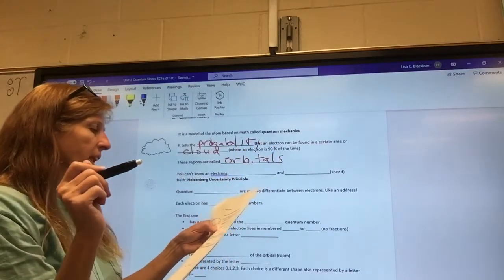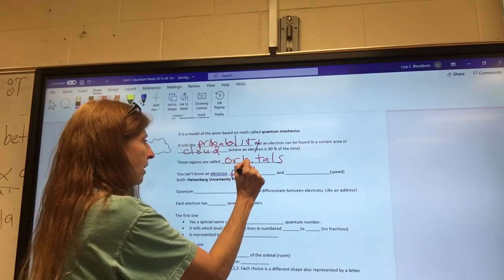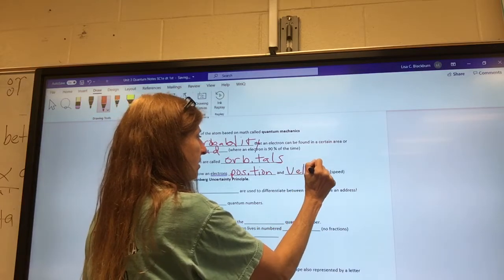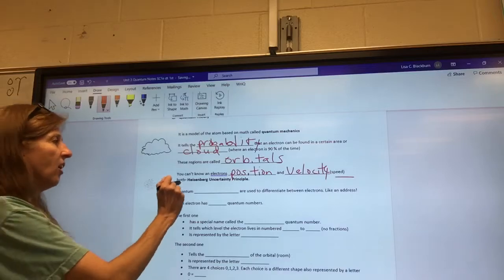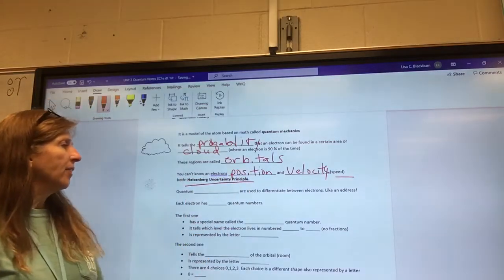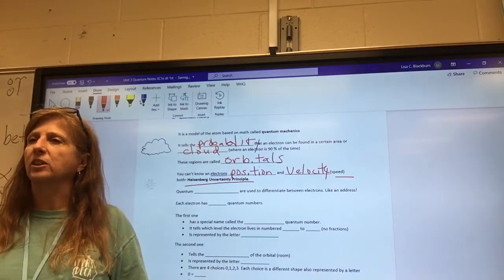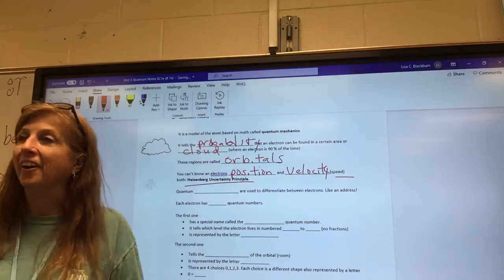You can't know an electron's position and velocity, which is like speed plus direction, both at the same time. That's called the Heisenberg uncertainty principle. So on the test, there's a question, what did Heisenberg say? And the right answer is, I don't know.